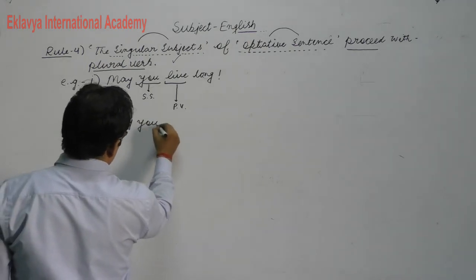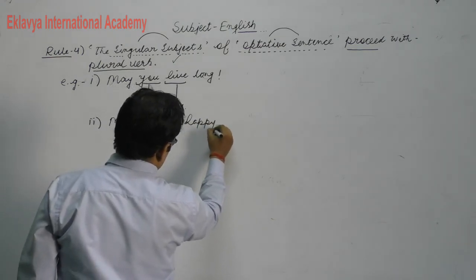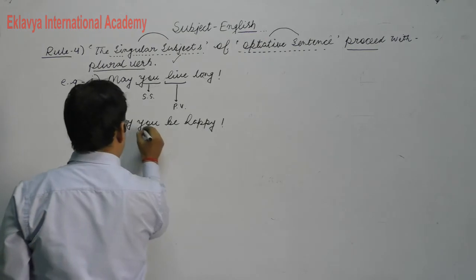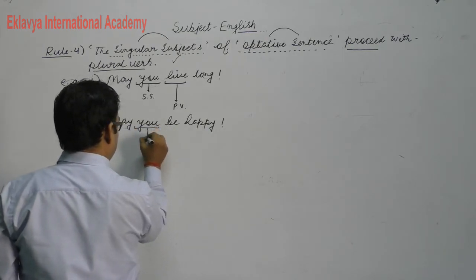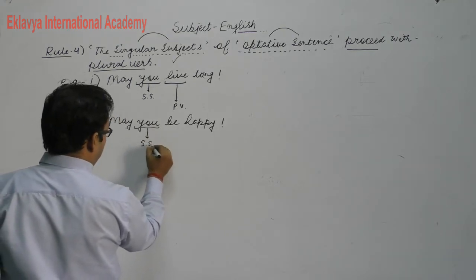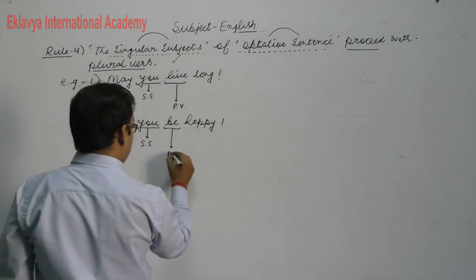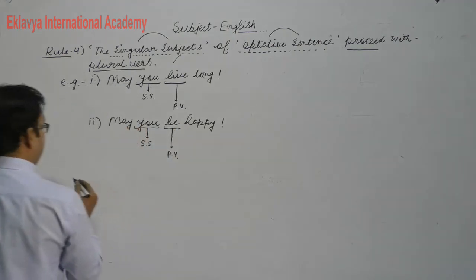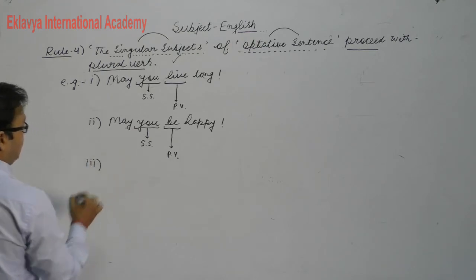May you be happy. तुम खुश रहो. कोई दुआ कर रहा है यहाँ पे, विश कर रहा है, तुम खुश रहो. Okay, you here is a singular subject, and be is a plural verb. Example number 3.